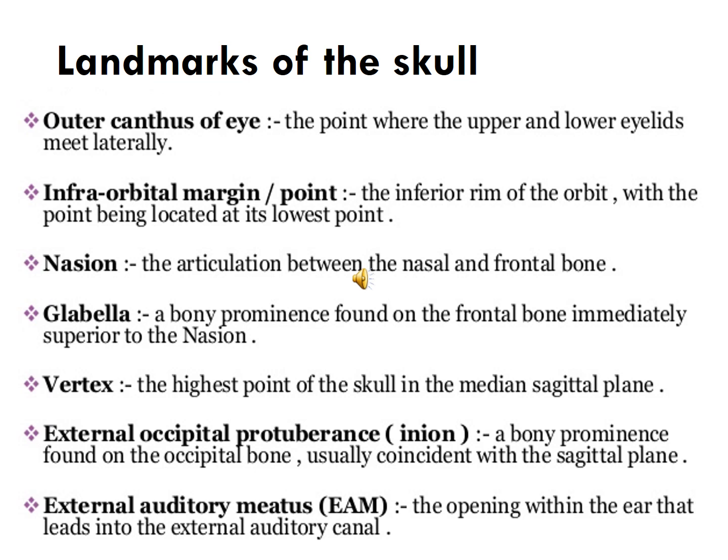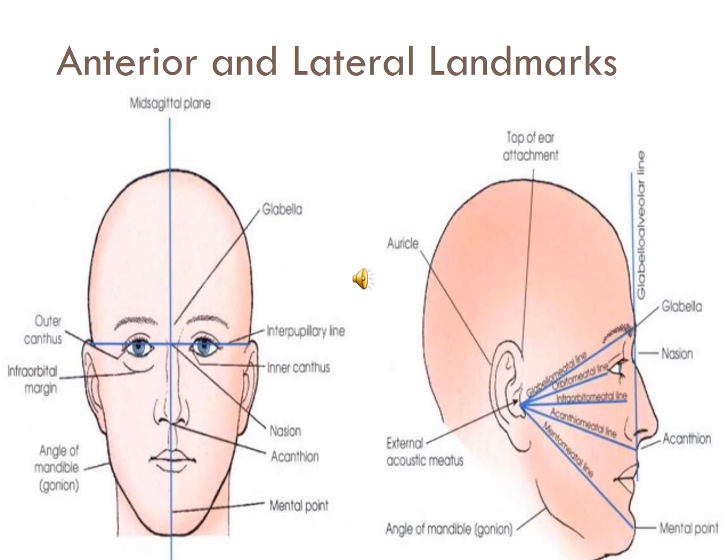External occipital protuberance, a bony prominence found on the occipital bone usually coincident with the sagittal plane. External auditory meatus, the opening within the ear that leads into the external auditory canal. Some of the anterior and lateral landmarks are shown in the image below.